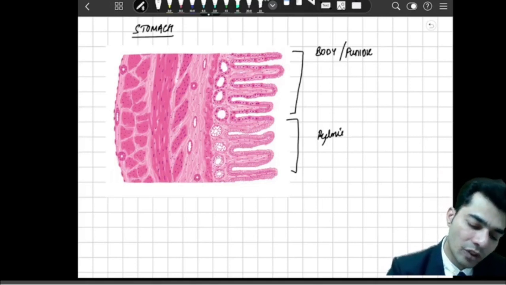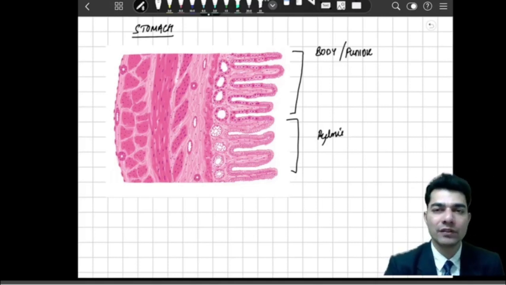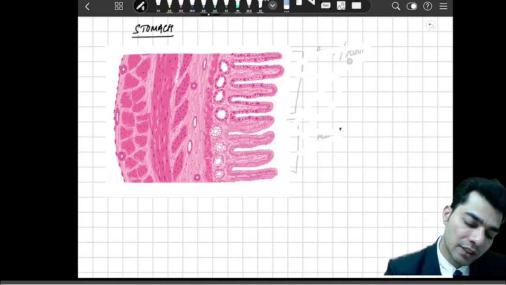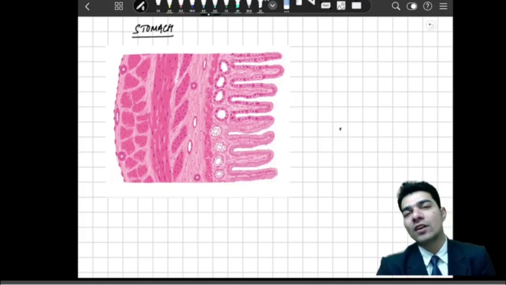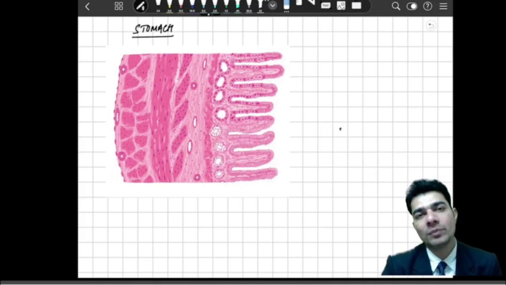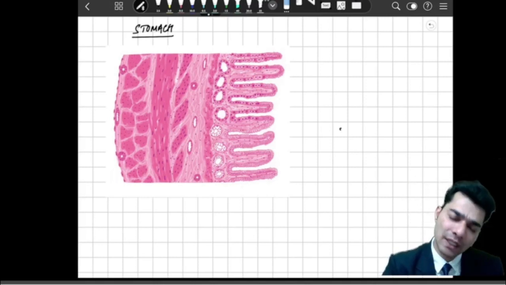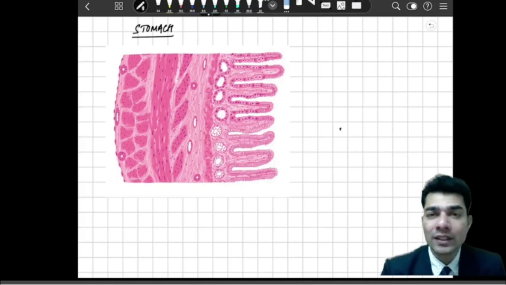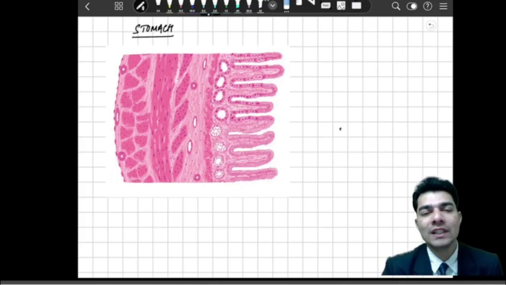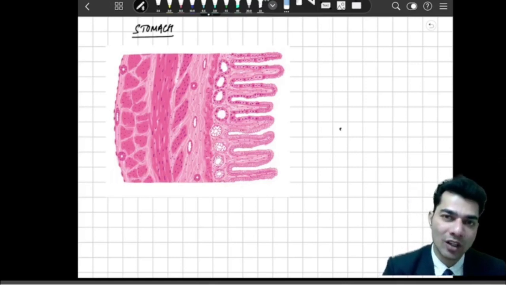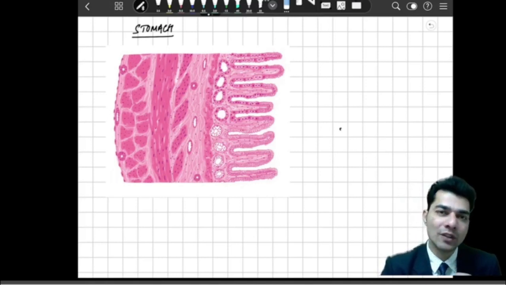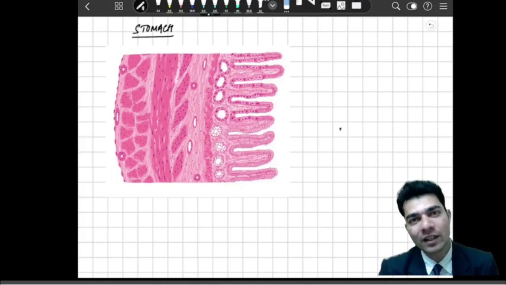Let's see what the identifying features are that we see in the histological slide of a stomach. Like all the general layers of the GIT, there will be the mucosa, submucosa, muscularis externa, and the adventitia or serosa. In the mucosa, we see the lining epithelium. The lining epithelium of the stomach is simple columnar epithelium. There are modifications of this: simple columnar epithelium will give rise to various glandular formations.